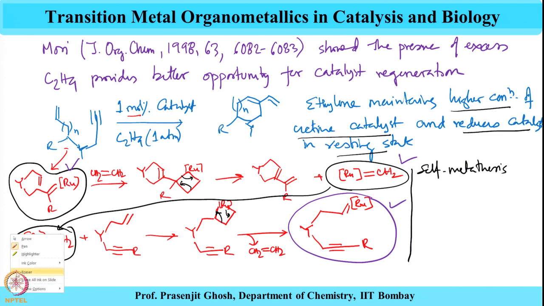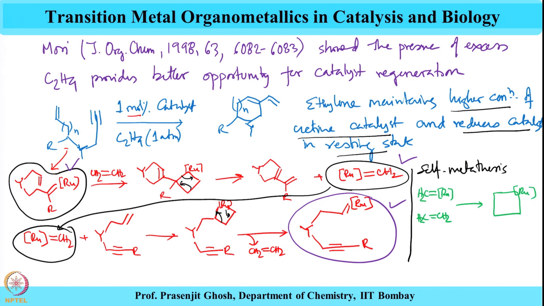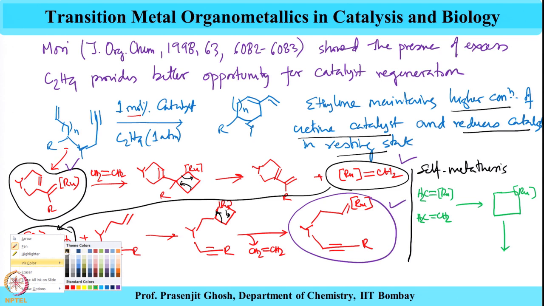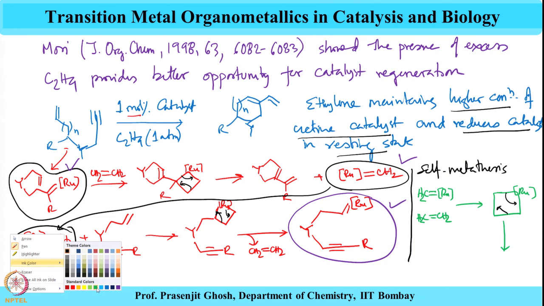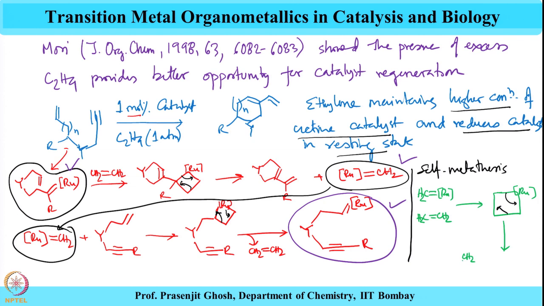As is shown over here, to give metallocyclobutane ruthenium compound, and that can undergo rearrangement as is shown to give these two species.